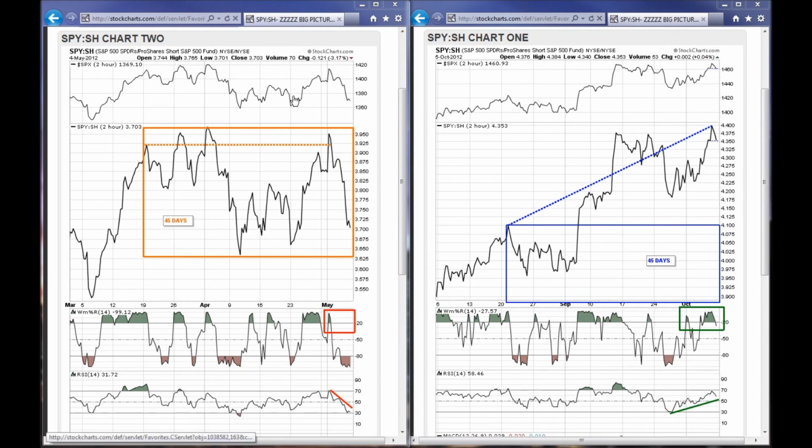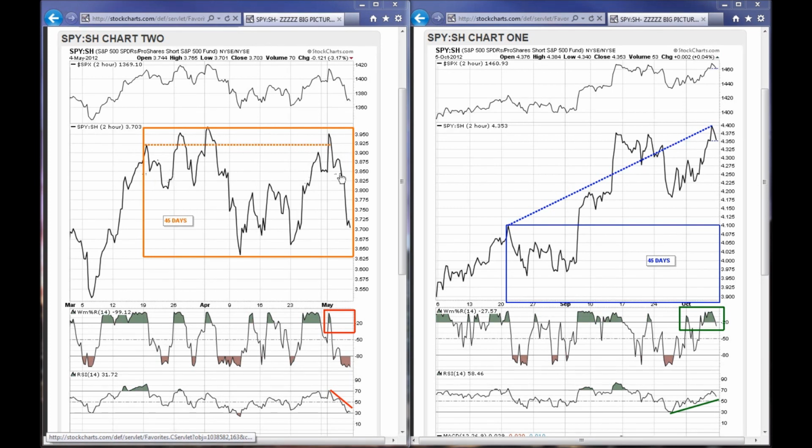45 days before the stock market peaked and rolled over. Remember, this is the S&P 500 here. The ratio of longs to shorts was in a battle. It was in a consolidation. It was a base here. How does that compare to the last 45 days for the same ratio?